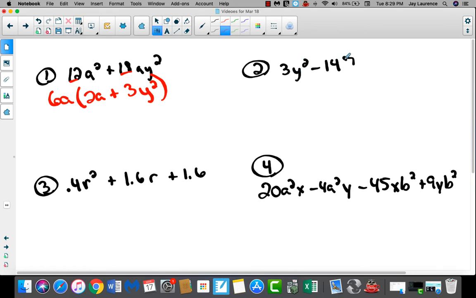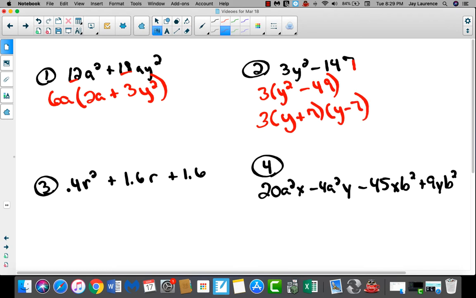Number 2, looks like my GCF might be 3, so I'm going to factor out a 3. I'll have y squared minus 49, right? If you're wondering how I did that, 3 times 50 is 150, 147 would be 3 less, so I'd only have 49. Now inside this quantity, I have the difference of perfect squares. So I have to do y plus 7 in a quantity and y minus 7. And again, notice that I did not throw that GCF away. I factored it out, but it's not gone.